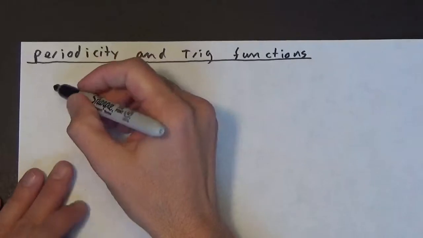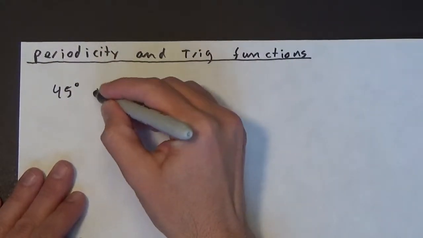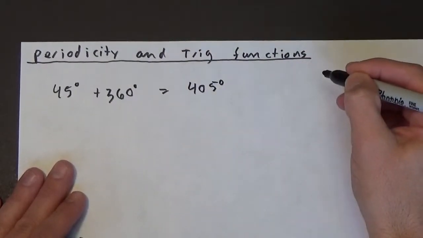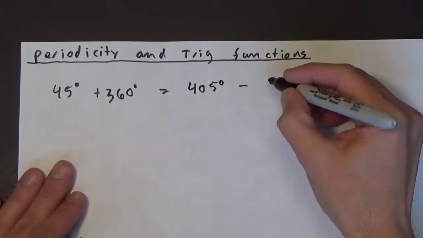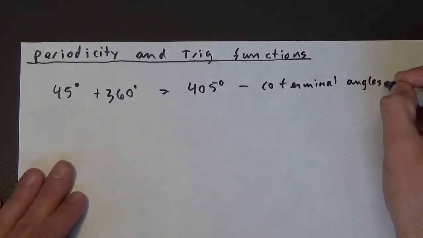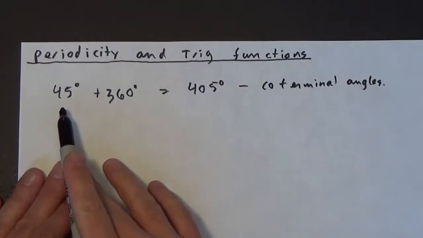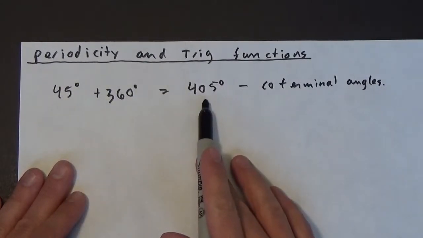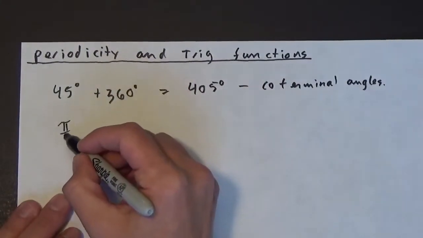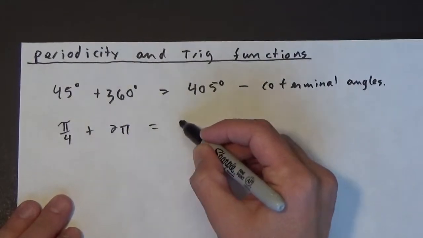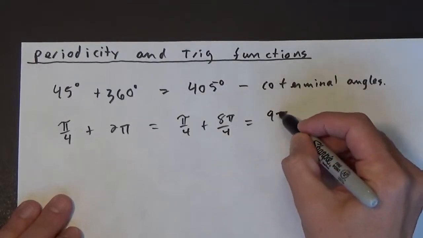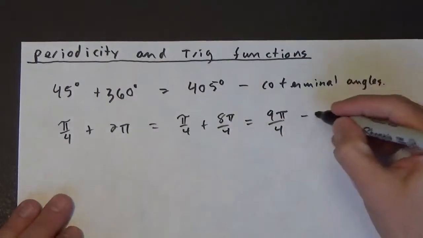Let's say we have 45 degrees and I were to add 360 degrees. And so that is 405 degrees. Now remember, these are coterminal angles. And if you remember, the values at 45 degrees and the values at 405 degrees are the same. Now if we were to look at 45 degrees as pi over 4 and add 2 pi to that, what is that? Pi over 4 plus 8 pi over 4, which is 9 pi over 4. So these are coterminal angles.